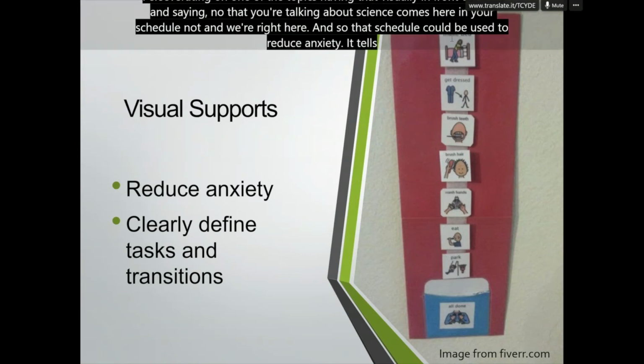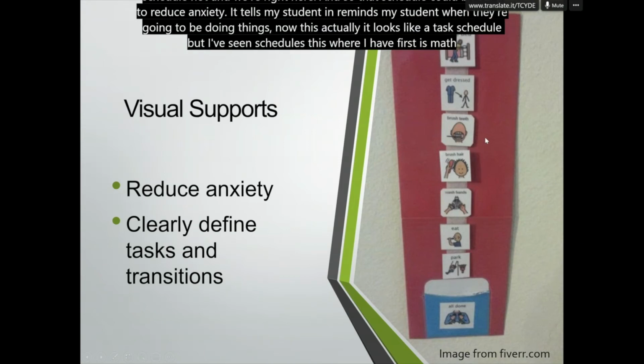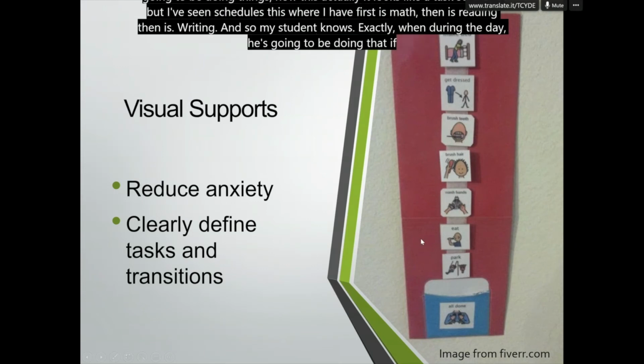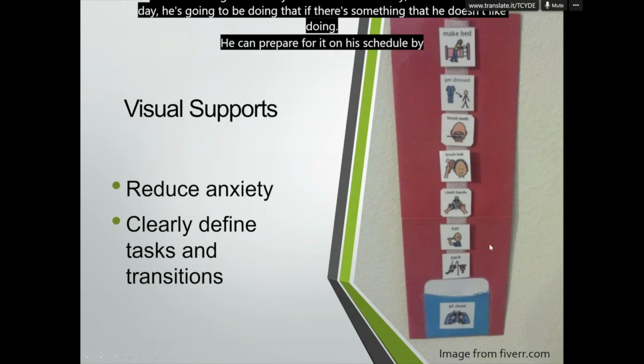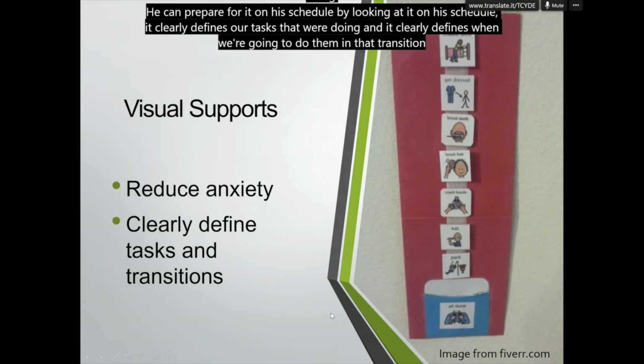Now this looks like a task schedule, but I've seen schedules like this where I have first is math, then is reading, then is writing. And so my student knows exactly when during the day he's going to be doing that. If there's something that he doesn't like doing, he can prepare for it by looking at it on his schedule. It clearly defines our tasks that we're doing, and it clearly defines when we're going to do them and that transition between tasks.